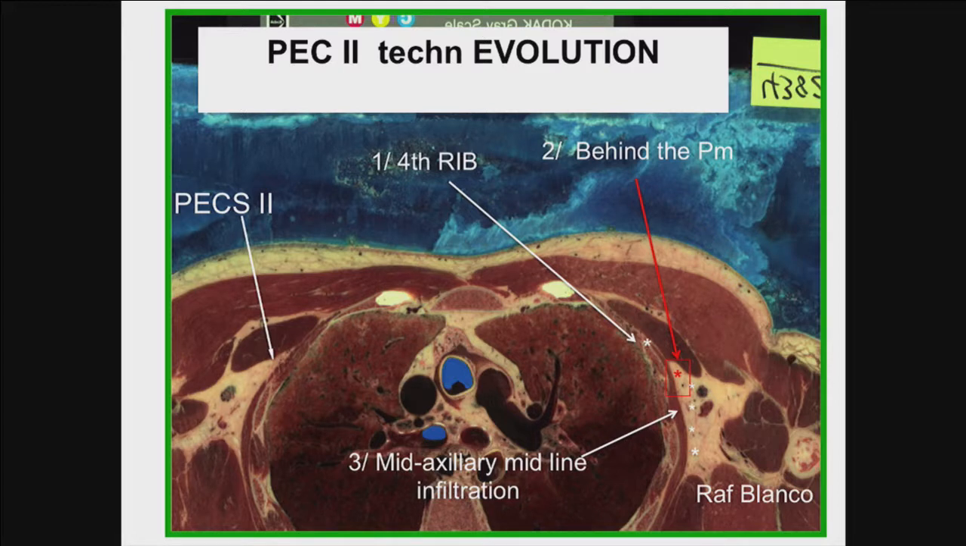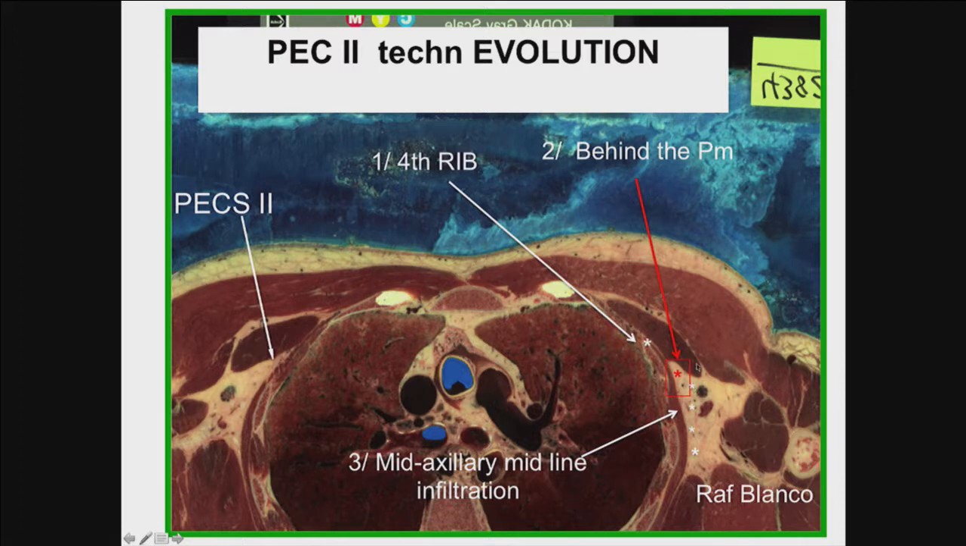So the PEC2 has seen some recent evolutions. The first block described by Rafa was described at the level of the 4th rib. This is not always easy, especially in patients who are slightly obese or who have large breasts. Then, it appears to be slightly easier and mainly safer to inject your dye contrast just here, behind the PEC major, the PEC minor.